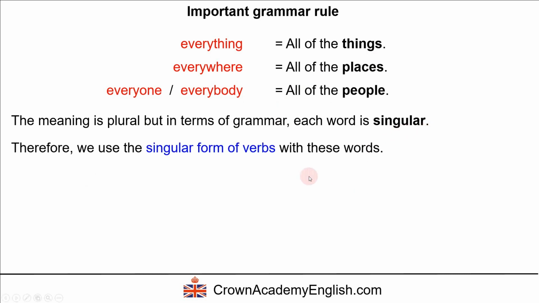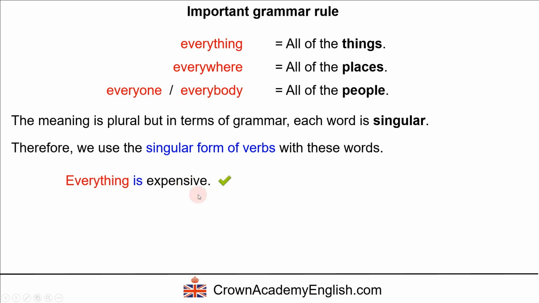So what does this mean? Well, the conclusion is that we must use the singular form of verbs with these words. Okay, because remember we have the subject and the verbs must agree. If one of these words is a subject, then the verb that we use must agree with the subject, and so the verb must be in the singular form. Okay, so let me give you an example. Everything is expensive. This is correct. We have used the verb be in the third person singular. This is the third person singular of the verb be, because this is a singular word.